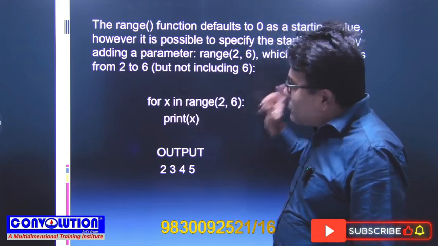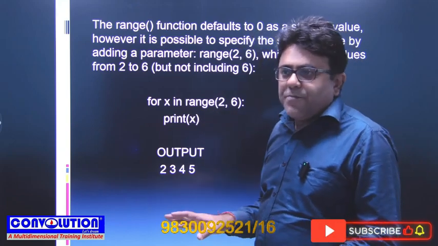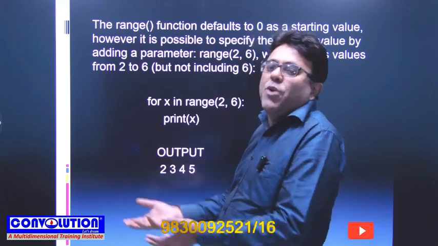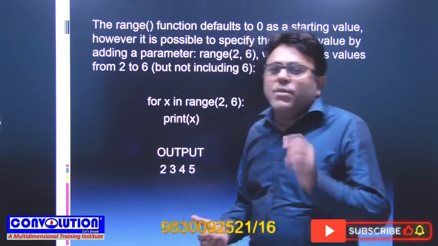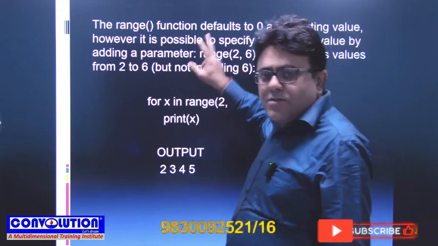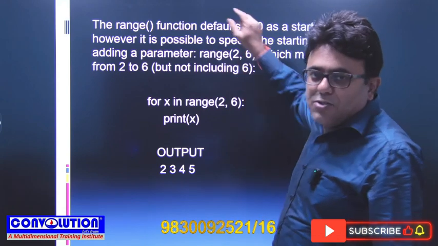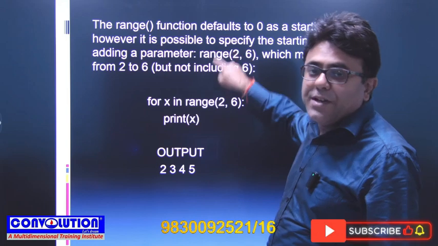Okay, so here what we are learning: in the previous slide we have seen that we can specify just one parameter, which is the maximum, the end point. If I don't specify anything, the starting point by default starts from 0. But here you have learned that we can always modify it. So I am saying 2, 6. So 2 is my starting value, and it will continue till 5. Again I am repeating, not 6.